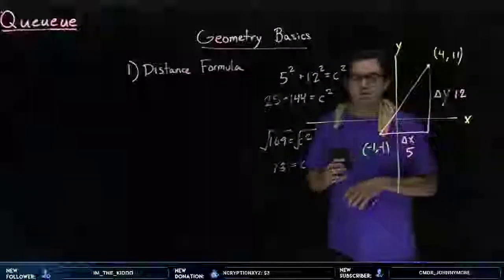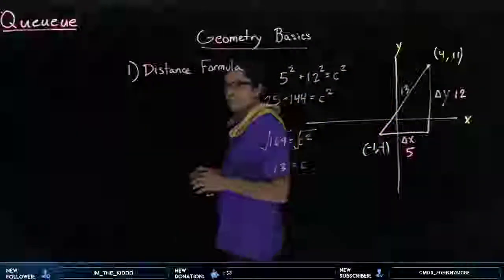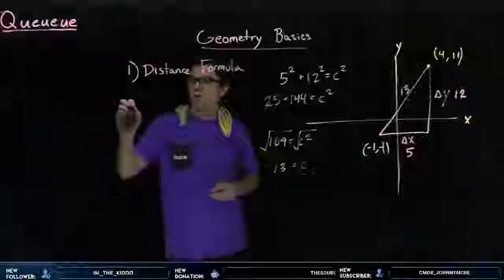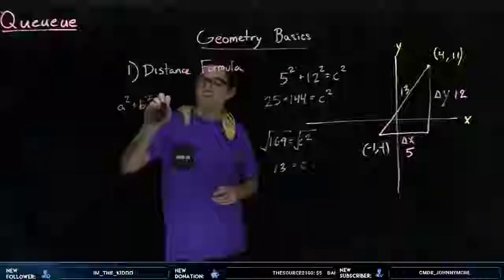It's a 5, 12, 13 triangle. The distance is 13. So, if we could sum up what we just did as a formula, here's how it might look. We'll start off with Pythagorean theorem, because that is the basis of the distance formula.